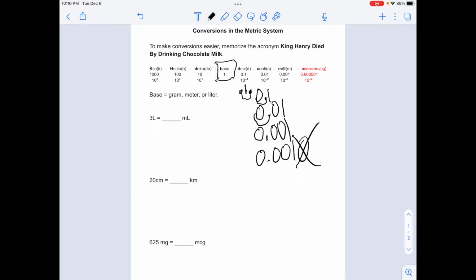I write micro, this unit right here, off to the side, because as you can see, it's 10 to the negative 6. We left off with milli at 10 to the negative 3. So we have a 3-place jump from here to here. So that's why I put it off to the side, just to make sure that no one gets any mix-ups while converting.